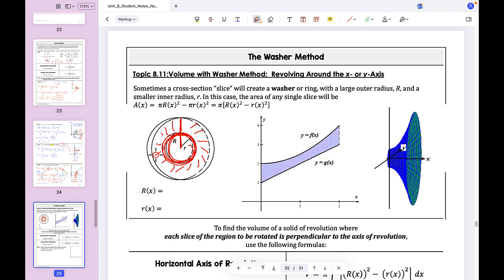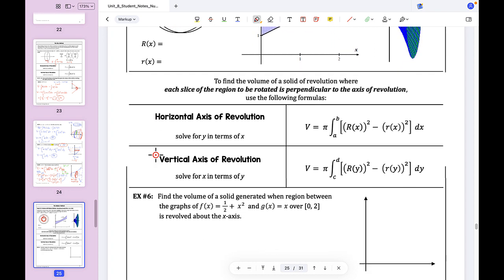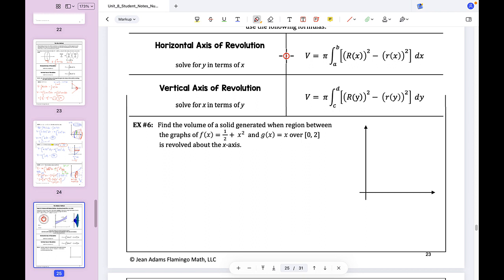Okay, so let's look at some examples. I think that's the best way to do it, okay? And again, we have to pay attention to the axis of revolution, okay? So let's look at the first example. We've got the volume of a solid generated when the region between the graphs of f of x equals 1/2 plus x squared and g of x equals x over 0, 2 is revolved about the x-axis.